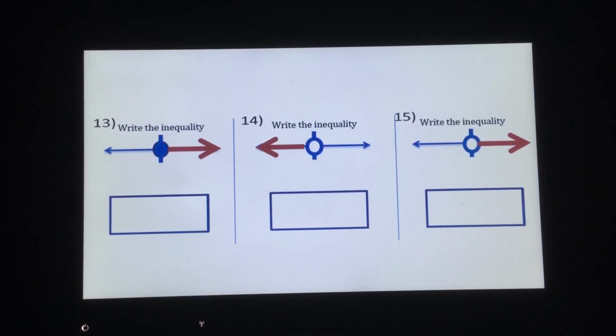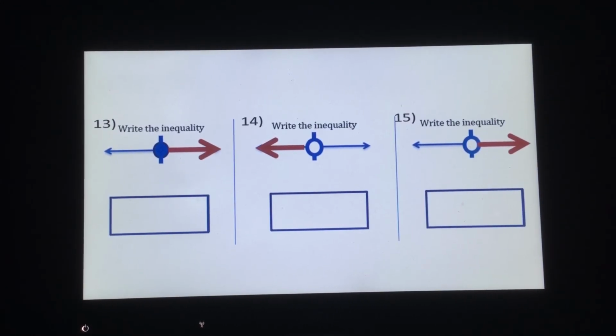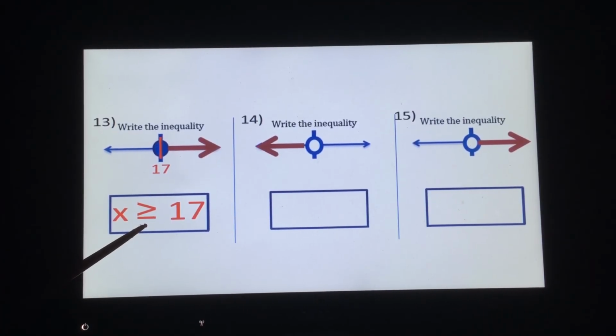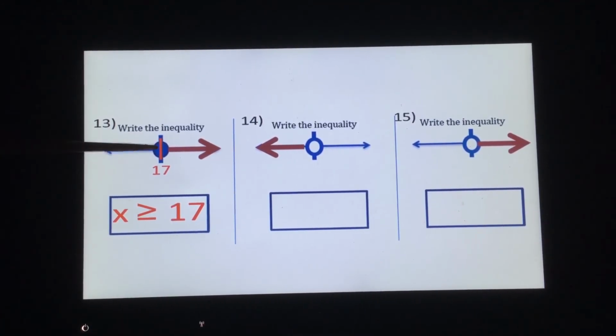All right, now for number 13, what we're going to do is we're given the graph, we have to come up with the equation. So for number 13, we have 17 as our number. So we're going to put x compared to 17. Now we have to figure out what sign to put in here. Well, let's figure out what number this could be. So a number in this side right here would be like 18, 19, 20, 21 on this side. So 21 is what compared to 17? 21 is greater than 17. Now we do have an or equal to bar because of the fact that we have a closed circle.